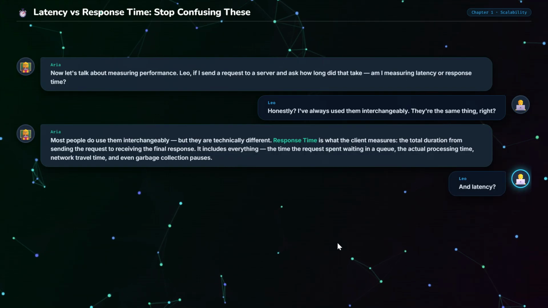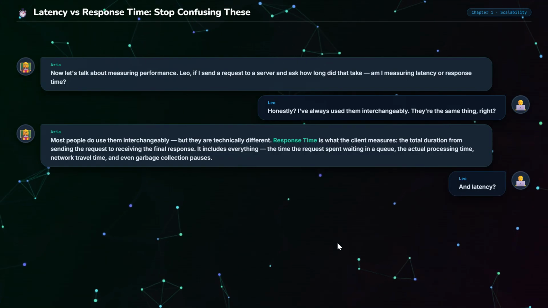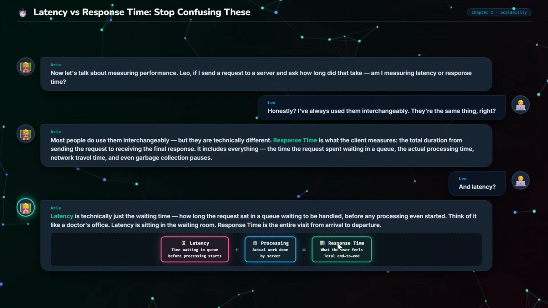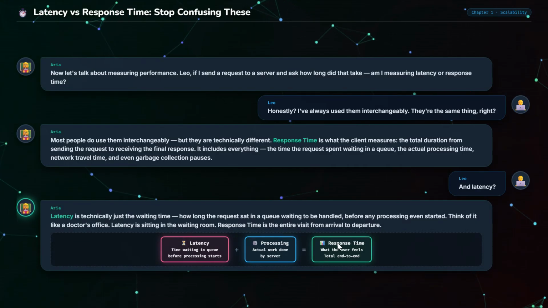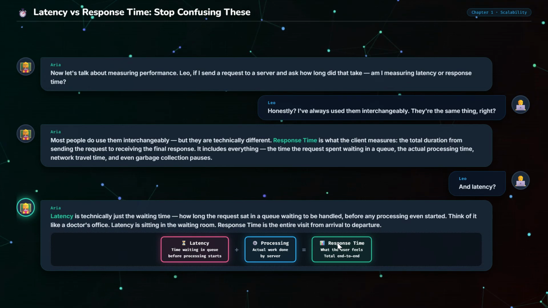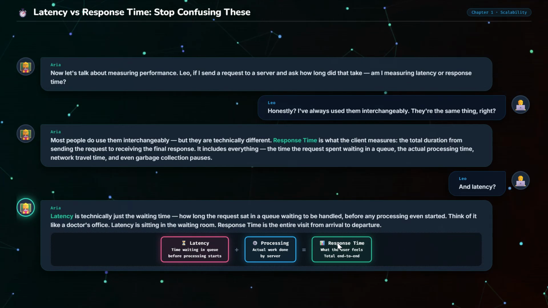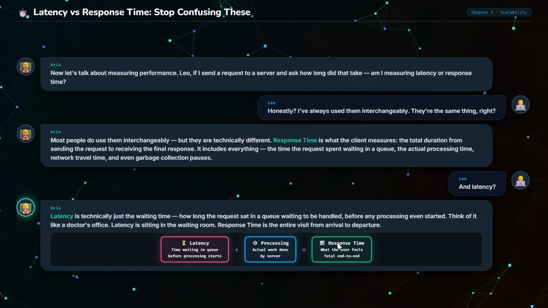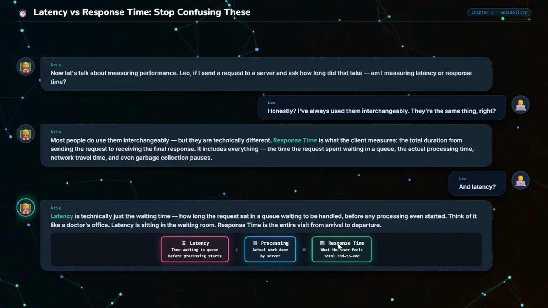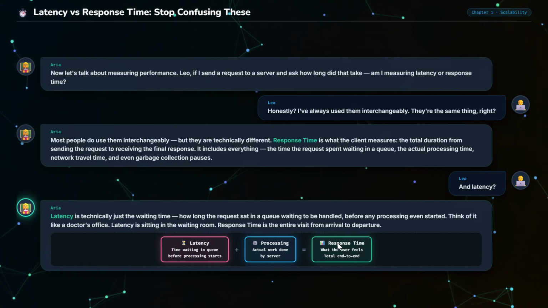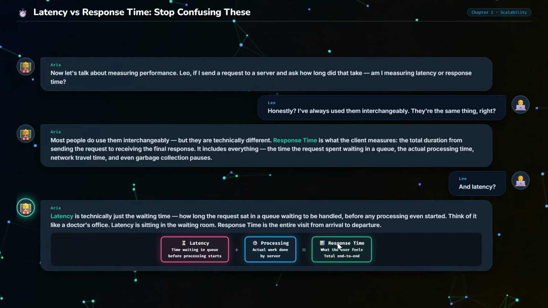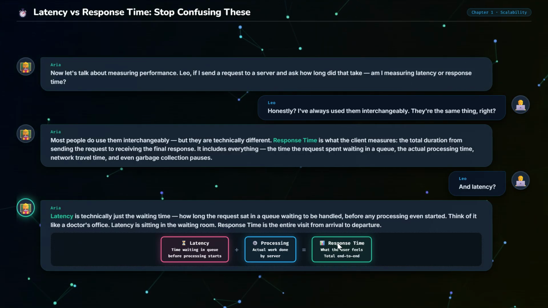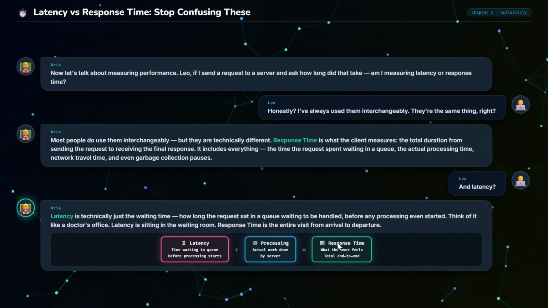And latency is something different. Latency is technically just the queuing delay, specifically how long the request sat waiting before any processing even started. Think of it exactly like a doctor's office. Latency is the time you spend sitting in the waiting room before the doctor even calls your name. Response time is the entire visit from walking through the front door to walking back out. The distinction matters because they have very different causes and very different solutions.